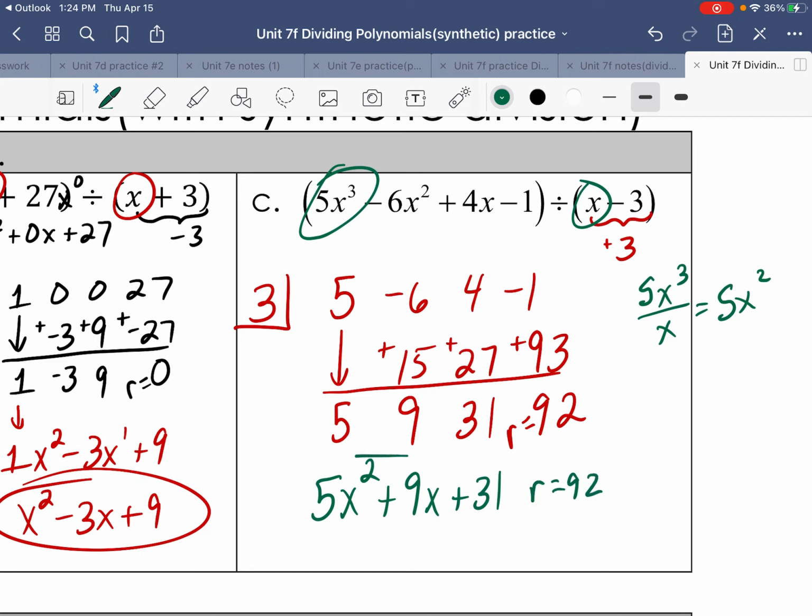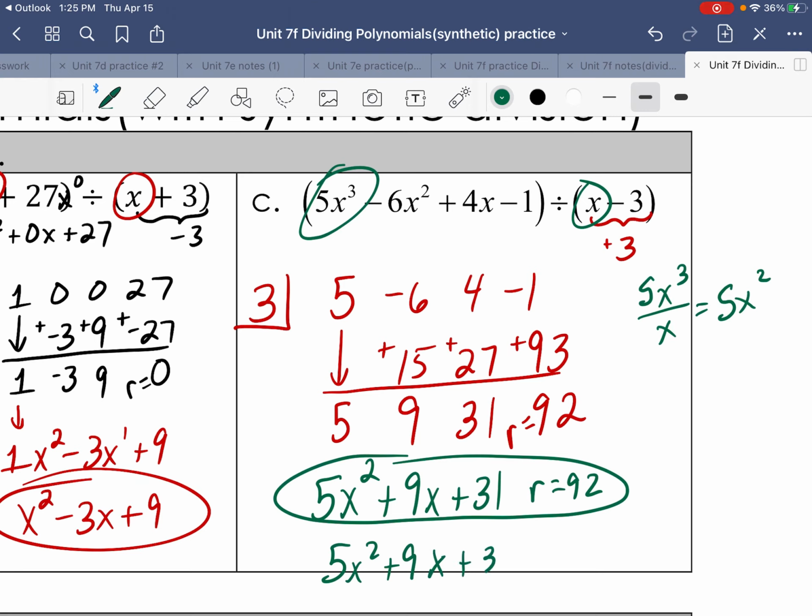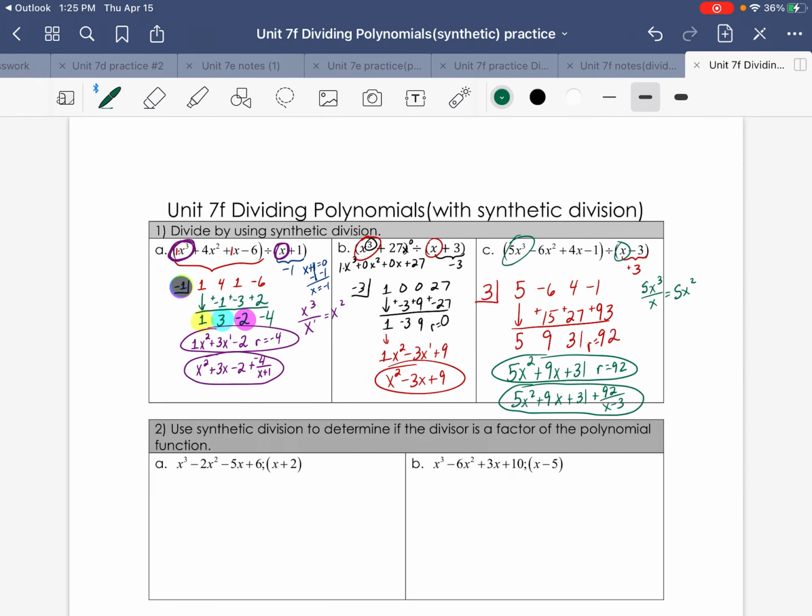So you can write it like this, or a positive 92. So it's plus 92, and that is divided by x minus 3. That's the best answer. That's the one I like the best.